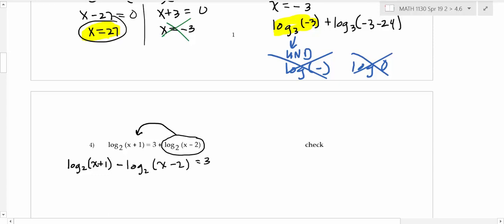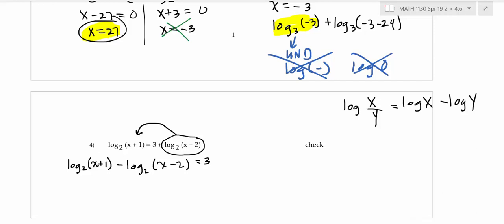So a lot of times you got to get logs on one side. Now, let's see if we remember this. We talked about this last class. So we learned a property. If you have a log of x over y, that's the same as the log of x minus the log of y. So that's a common property of logarithms that you have to learn. So basically, anytime you see two logs subtracted, you put it together as a log of this divided by that. So we're going to use that property, and when we put this together, it'll go like this. So we say log base 2 of x plus 1 over x minus 2 is equal to 3.